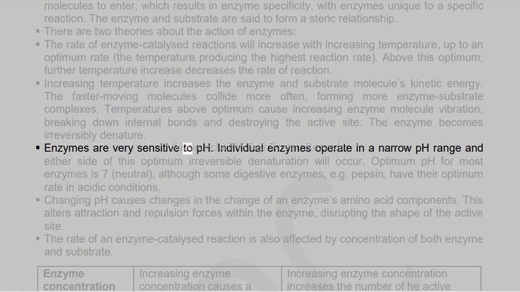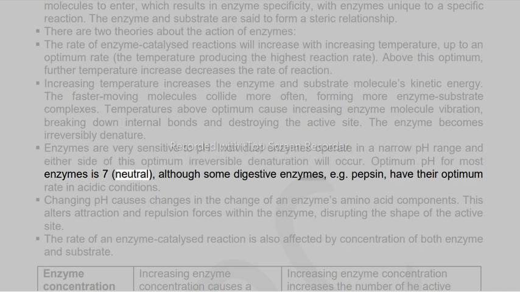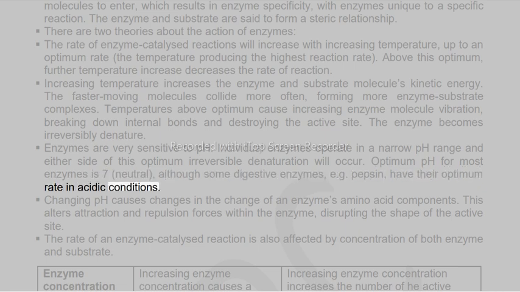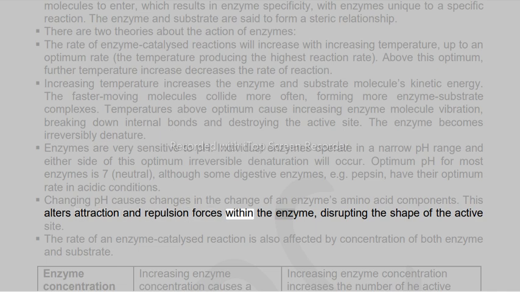Enzymes are very sensitive to pH. Individual enzymes operate in a narrow pH range, and either side of this optimum irreversible denaturation will occur. Optimum pH for most enzymes is 7, neutral, although some digestive enzymes, e.g. pepsin, have their optimum rate in acidic conditions. Changing pH causes changes in the charge of an enzyme's amino acid components. This alters attraction and repulsion forces within the enzyme, disrupting the shape of the active site.